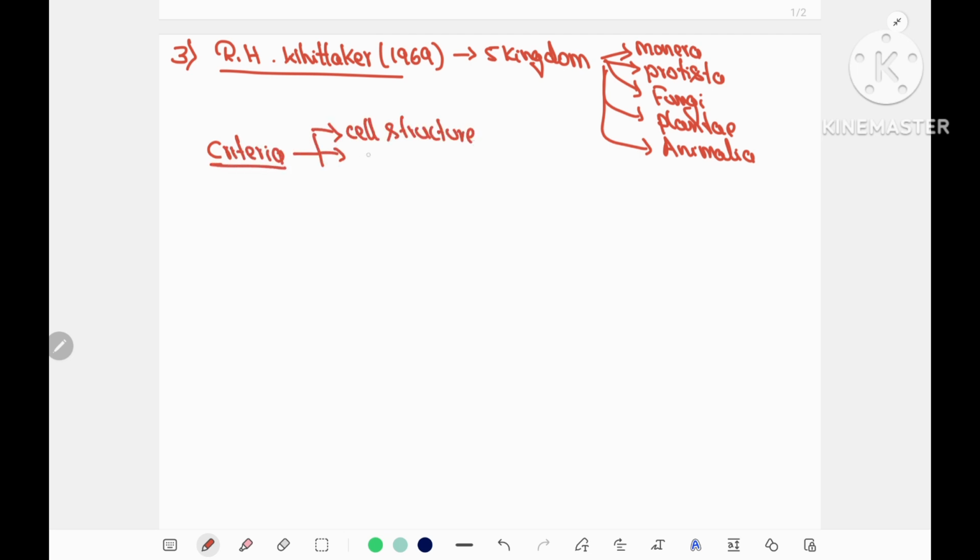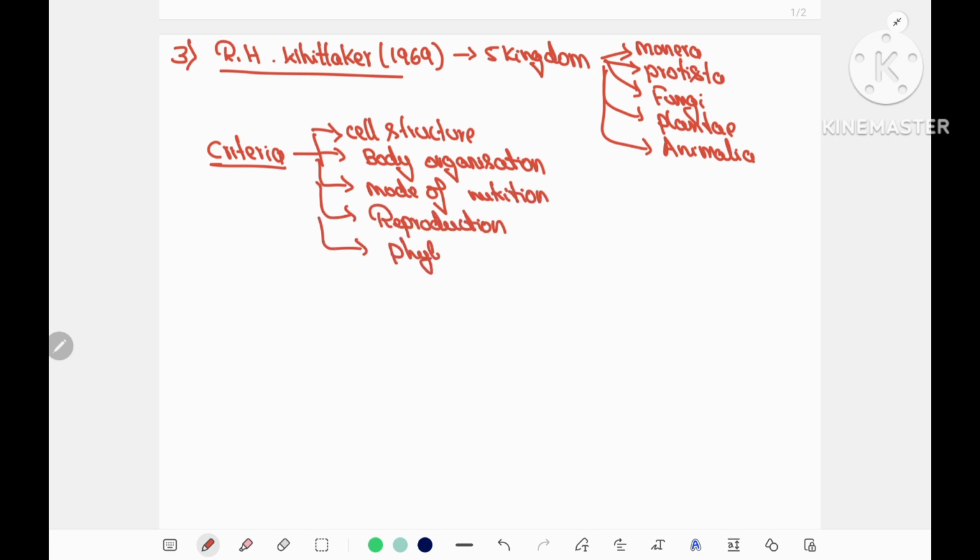They include cell structure, body organization. Remember these criteria considered by R.H. Whittaker are very important. You have to remember cell structure, body organization, mode of nutrition, reproduction and phylogenetic relationship between the organisms as the main criteria used by R.H. Whittaker. So remember these.